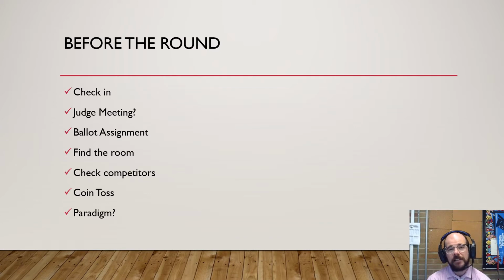Next, we'll have ballot assignment. Ballot assignment takes place in two different ways. You may be at a tournament that's using digital balloting through tabroom.com. If so, you'll receive text messages and emails with links to your ballots and directions on where you should go in order to watch and judge the rounds that you are responsible for.